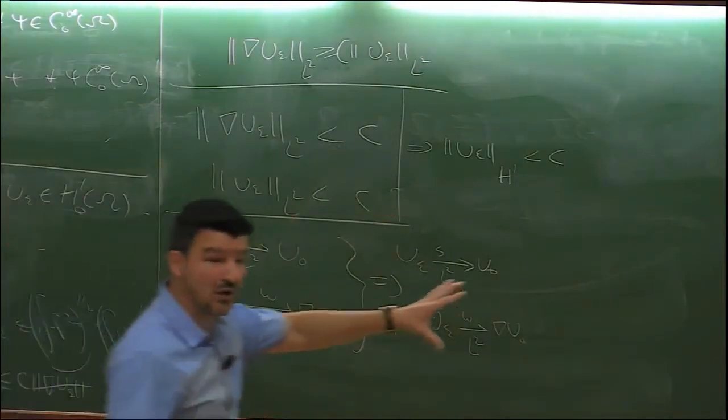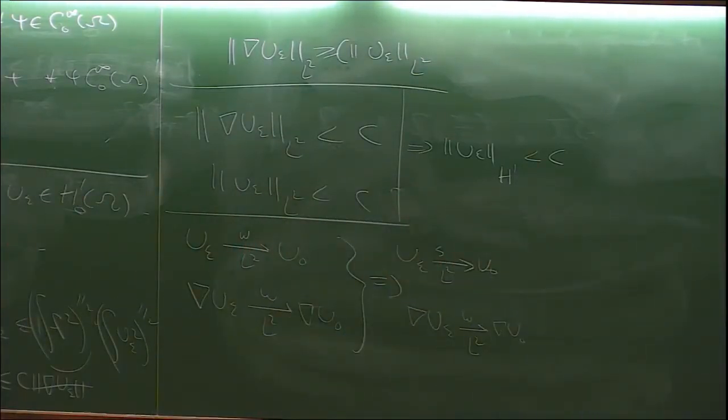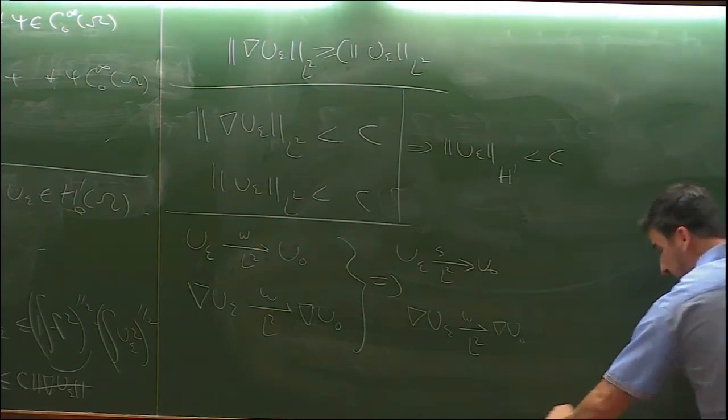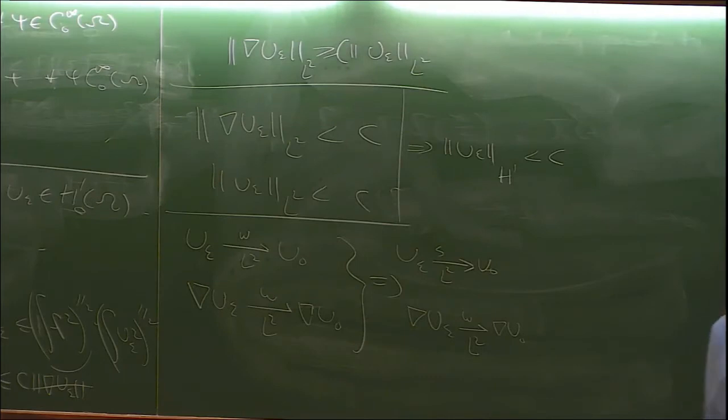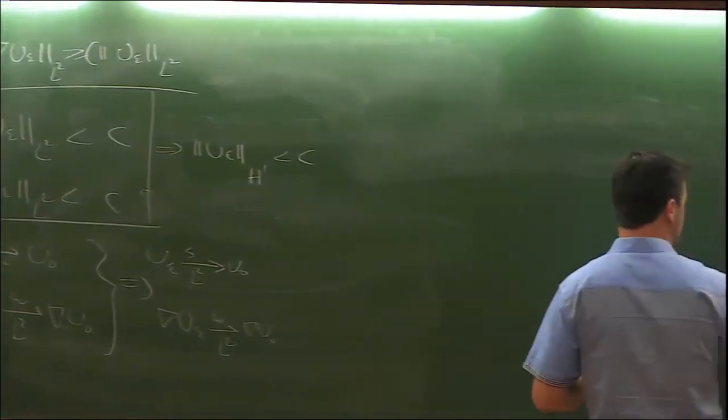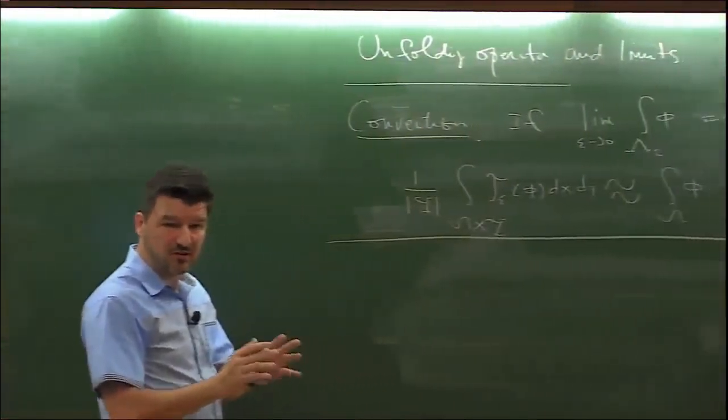So now going back to our unfolding, we need to figure out how it applies to strongly convergent sequences in L2 and how it applies to weakly convergent sequences in L2, but not any sequences, gradient sequences. So this is where we are. Getting back to the main road, the unfolding operator applied to sequences. We saw that the unfolding applied to a smooth function goes to a smooth function.